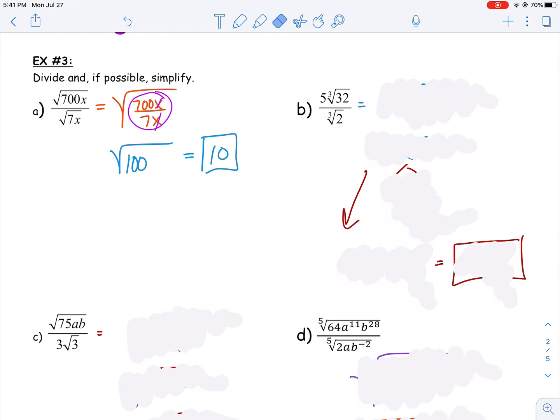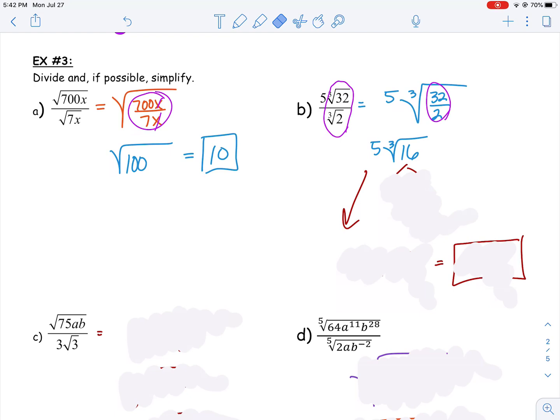Look at b. I notice on b that I have the cube root of 32 over the cube root of 2. And I know there's no cube root of 2. But what I also noticed is that they're both underneath a cube root. So instead of it being under two separate roots, how about we squish them together into one cube root? I still have the 5 on the outside, multiplied by the cube root of 32 over 2. Well, what is 32 divided by 2? I ended up getting the cube root of 16. So I really have 5 times the cube root of 16.